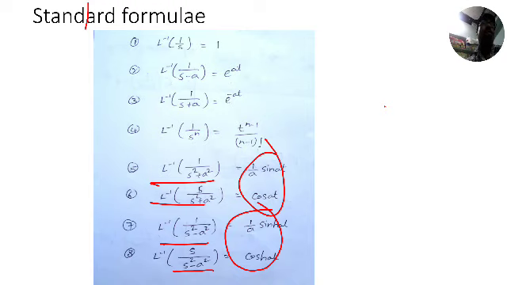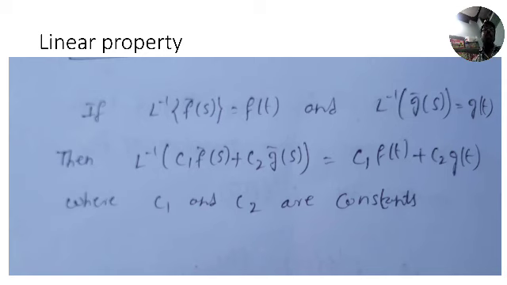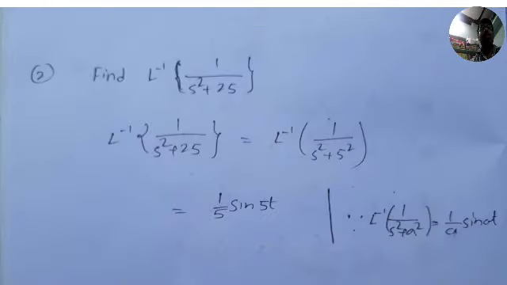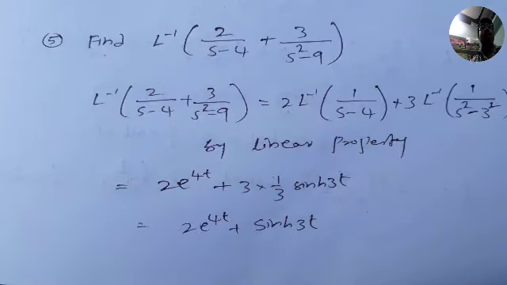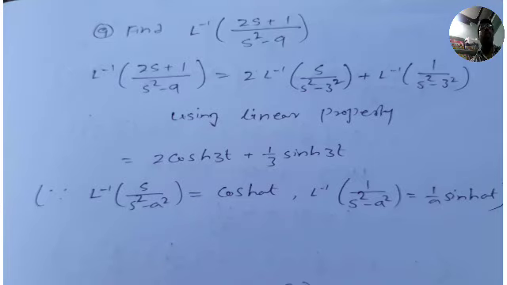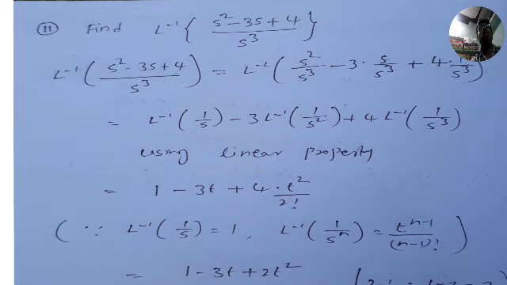If you know the 8 standard formulas and the linear property, what does the linear property say? Whenever there is a constant multiple of a function in L inverse, that constant can be taken outside. That's it. That is similar to the linear property of Laplace transforms. And we did examples. All sorts of problems on all standard formulas I explained: 6th one, 7th one, 8th one, 9th one, 10th one, 11th one. All these problems we have covered.